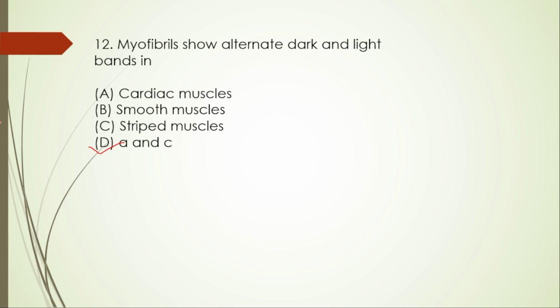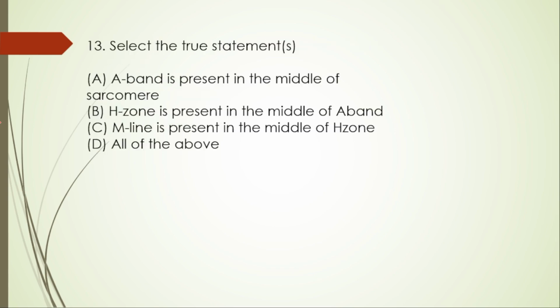Next, 13th one. Select the true statements. A. A band is present in the middle of the sarcomere. Yes, this one is right. The A band, that is the anisotropic band, contains the entire length of the thick filament and sits in the center of the sarcomere between two Z lines. Next, B. H zone is present in the middle of A band.